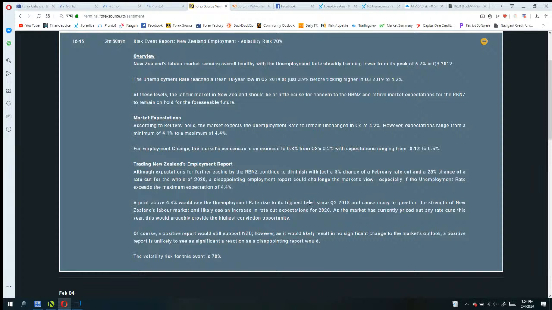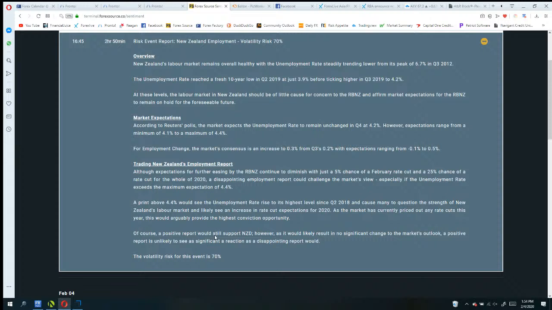Then that would be the highest unemployment since second quarter of 2018 and cause the market to question the strength of New Zealand's labor market and see an increase in rate cut expectations. As the market is currently priced out any rate cuts this year, this would arguably provide the highest conviction trade opportunity. Of course, a positive report would support the Kiwi. However, since no rate cut has already been priced into the market, a positive report is not likely to see as much of a reaction as a negative report.